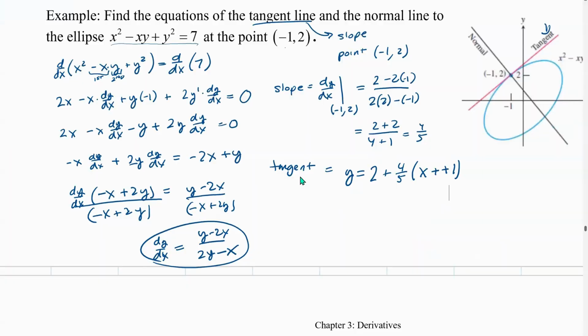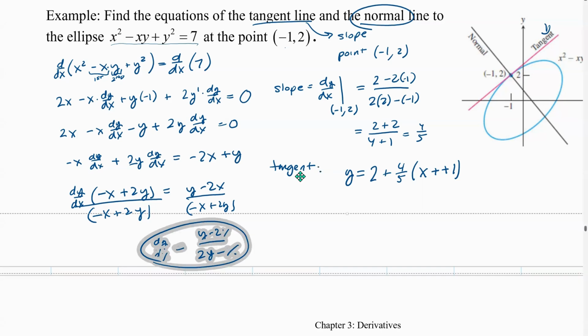Go back to the notes. It also asks for the normal line. And remember, normal lines are perpendicular to tangent lines. Should really use a colon here, not an equal sign.